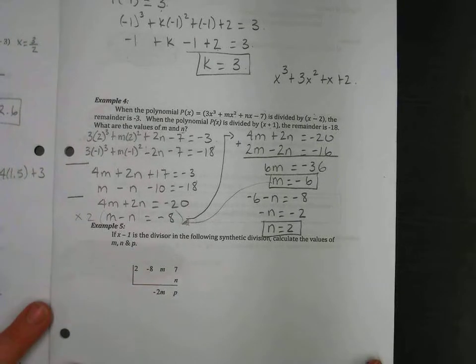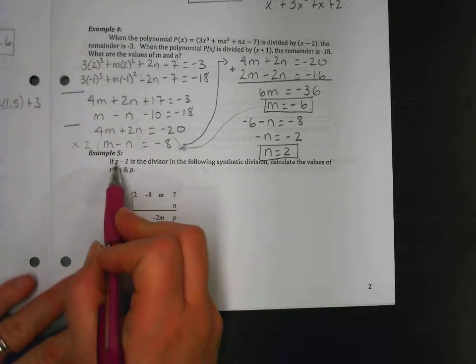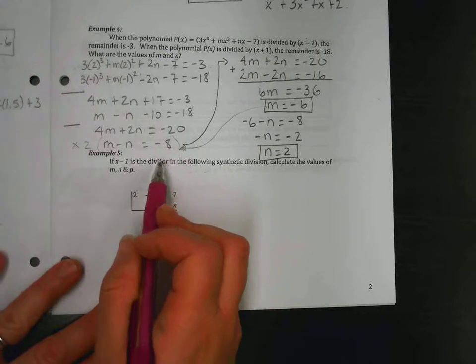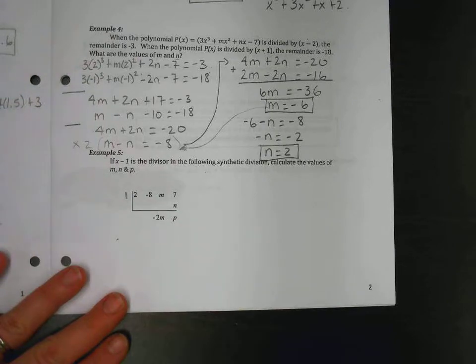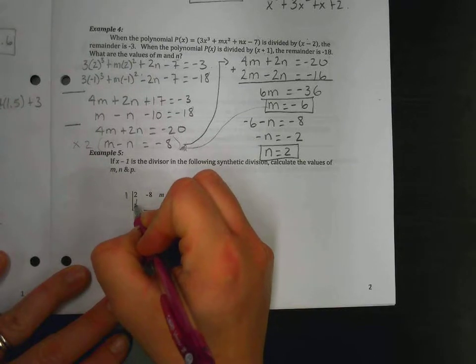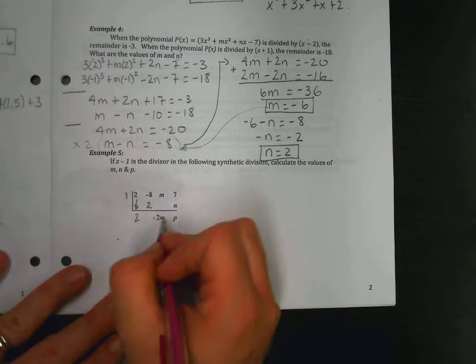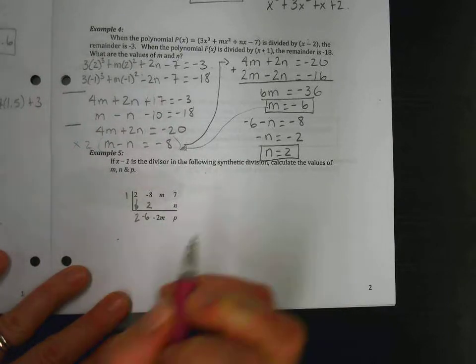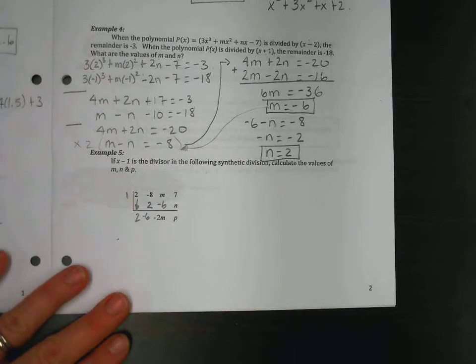All right, moving on to example 5. If x minus 1 is the divisor in the following synthetic division, calculate the values of m, n, and p. All right, well, if x minus 1 is my divisor, I am going to bring a positive 1 outside, and I'm just going to start to actually divide this and see where it takes me. So my first step in synthetic division is always to bring down the 2. I am then going to multiply this, which gives me a 2. I'm going to add these values together, which gives me a negative 6. I'm going to multiply this, which gives me a negative 6.